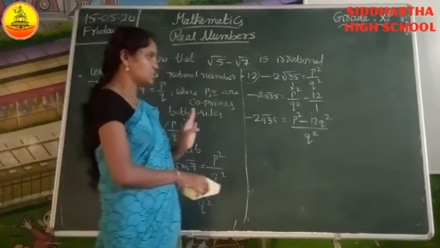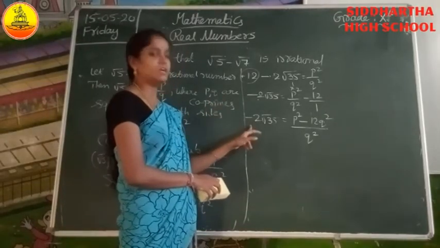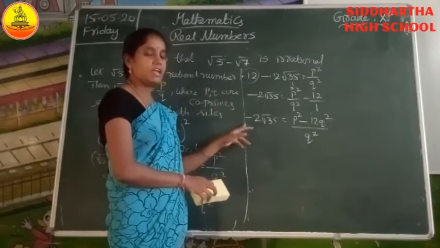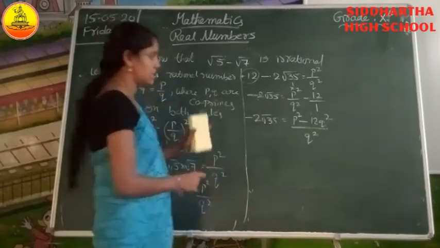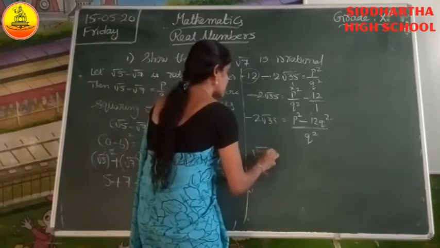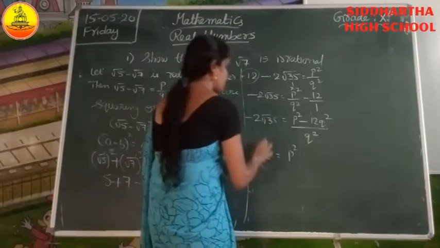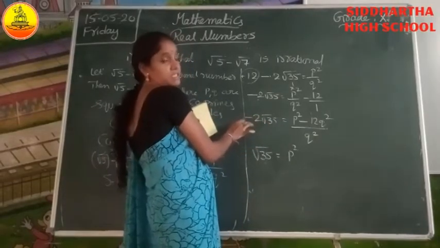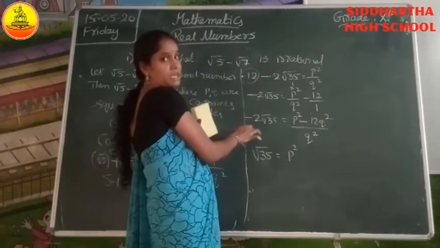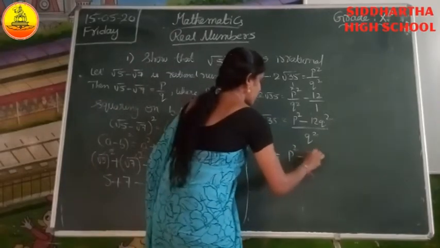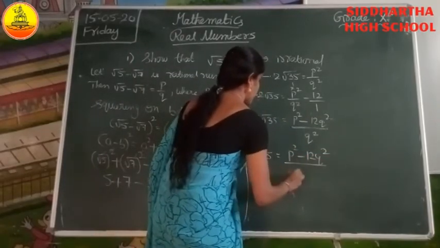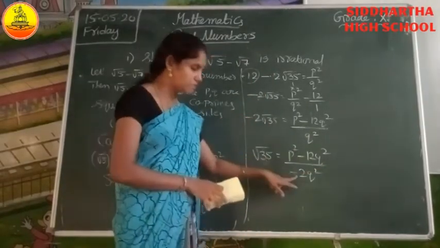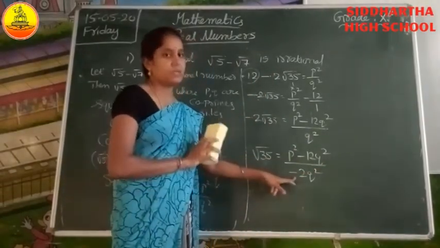This is not minus 2. This is minus 2 into root 35. That means into minus 2. When into minus 2 is transposed to that side, it becomes divided by minus 2. That means the negative integer we transpose to that side, it is into negative integer. That means it is transposed to that side. It becomes (p square minus 12q square) by minus 2q square. That means into minus 2 transposed to that side becomes by minus 2.